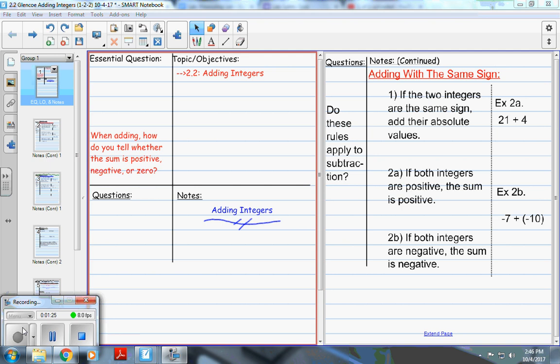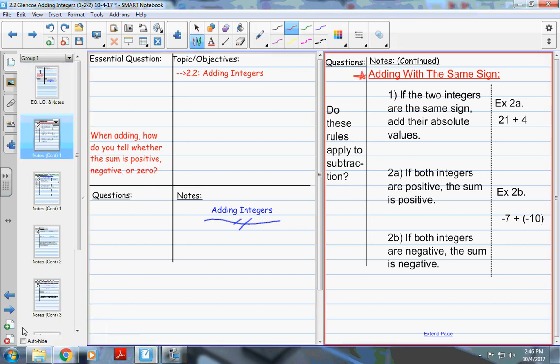So let's start with adding with the same sign. First thing, please make sure that you have this heading really clear. We're going to have two different sets of steps on this note: adding with same signs and adding with different signs. So, do these rules apply to subtraction? No, just adding. So our first rule: if the two integers have the same sign, add their absolute values.